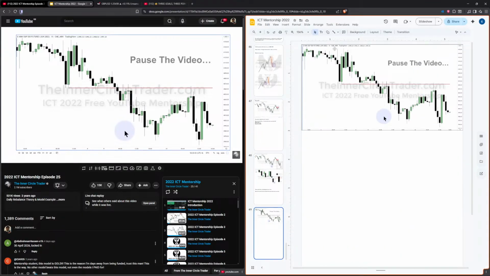Now we zoom in onto the hourly chart. I believe that's the low, that liquidity. Either way, we're now going to say what we see.